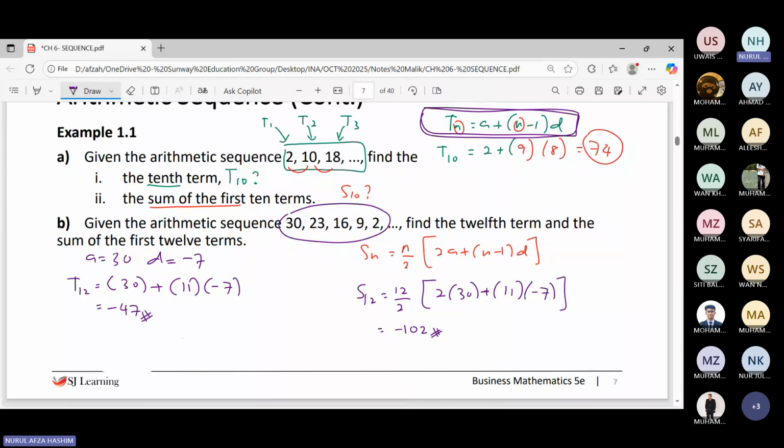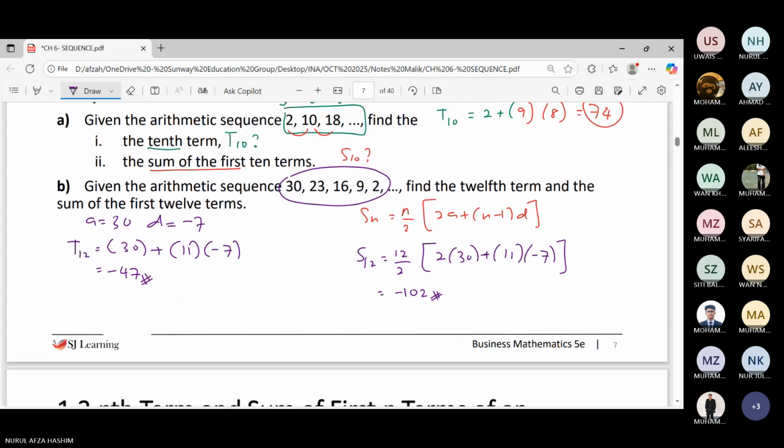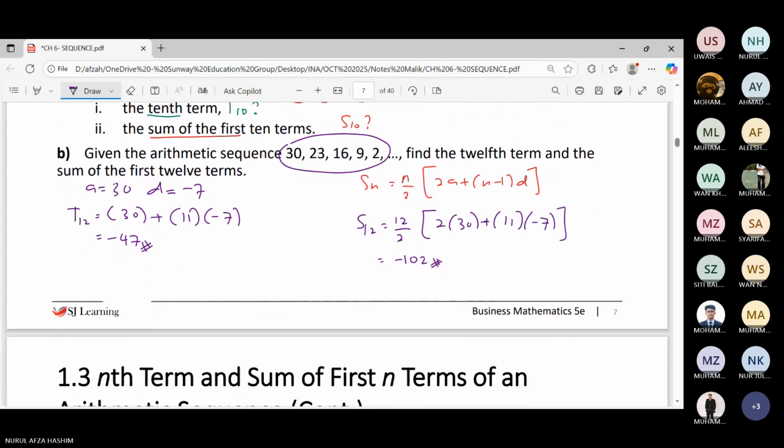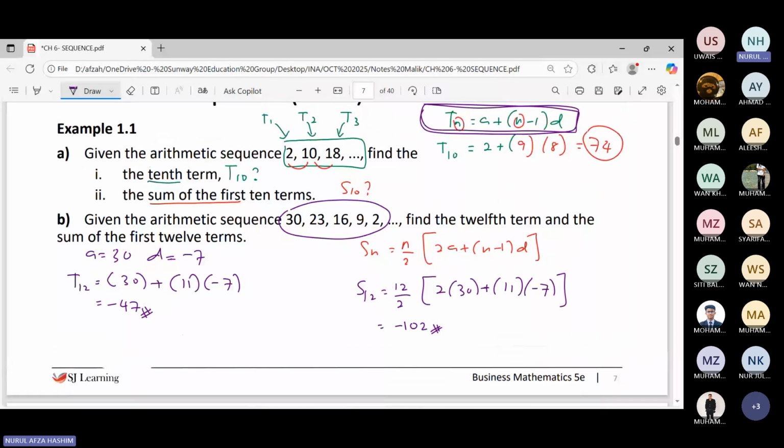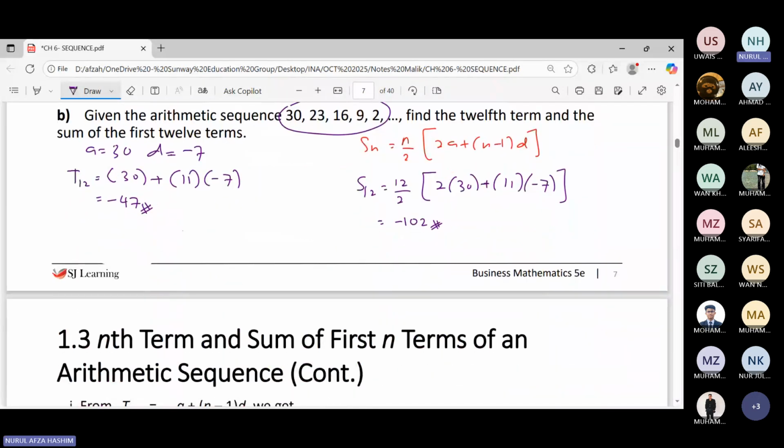Anyone have a question for this example? Good. Okay tak? Can I proceed? Bisa, madam. Alright. Okay.